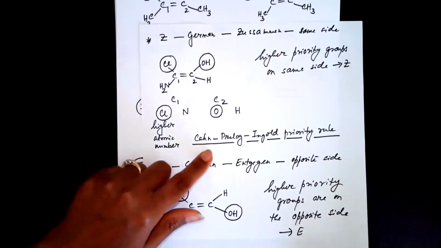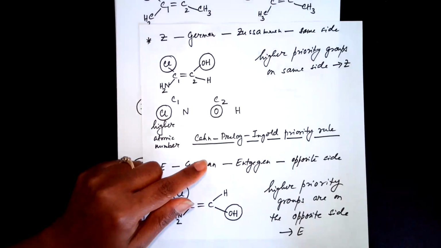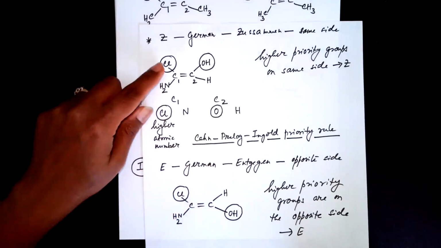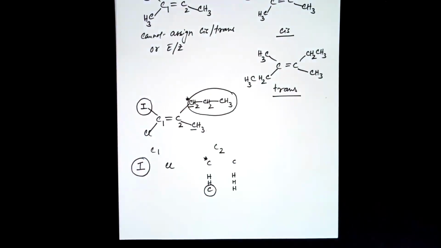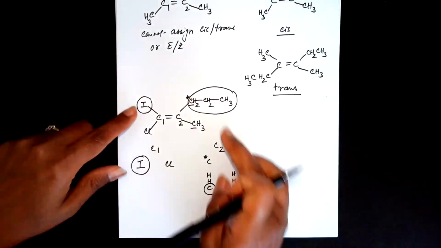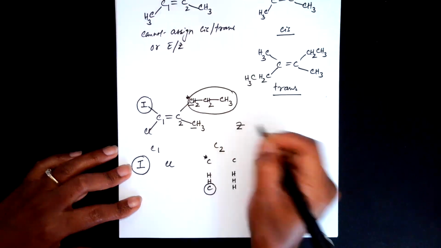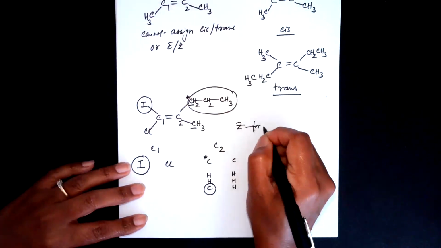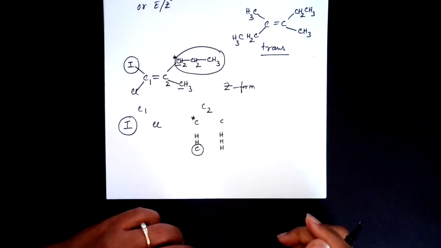But my rule says, the Cahn-Ingold-Prelog rule, it tells you that it's the first point of contact that matters, that helps you make a decision. So this is my point of difference. So that is the higher priority group, both higher priority groups on the same side. This must be the Z form of the isomer. Let me do one last one with you.